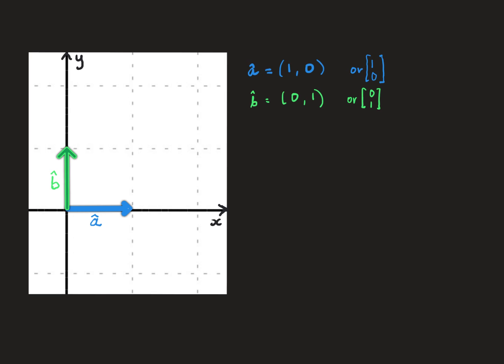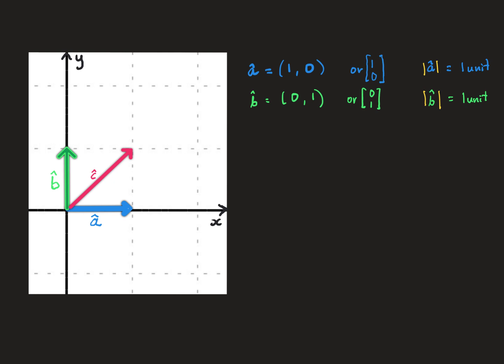And both of these vectors had a magnitude. That means that their size was denoted by this modulus, and we found it by Pythagoras' theorem to be 1 unit long. The same thing for our B vector.